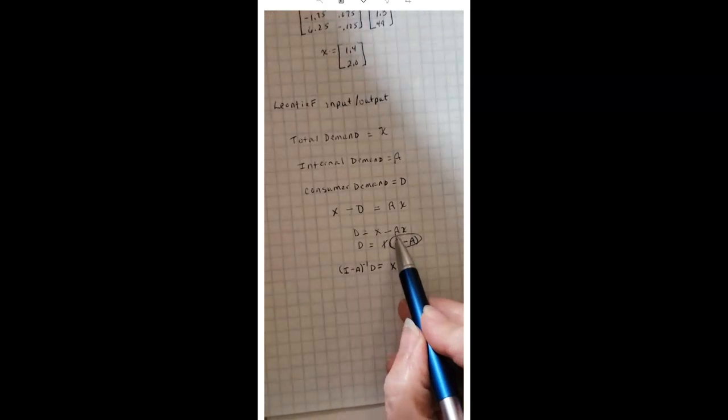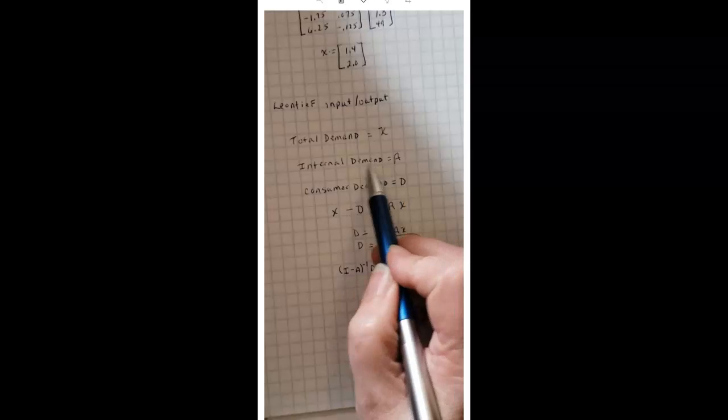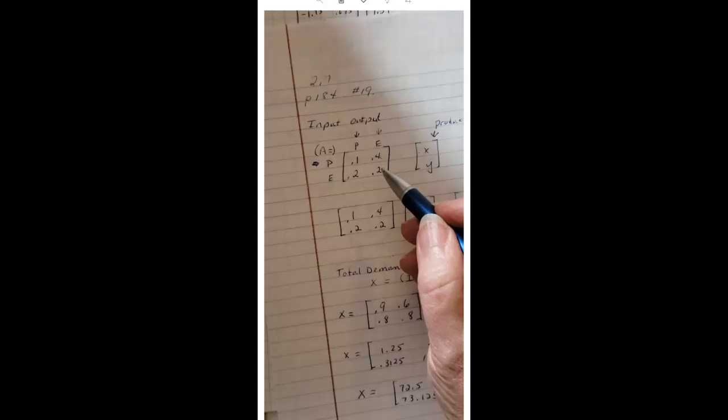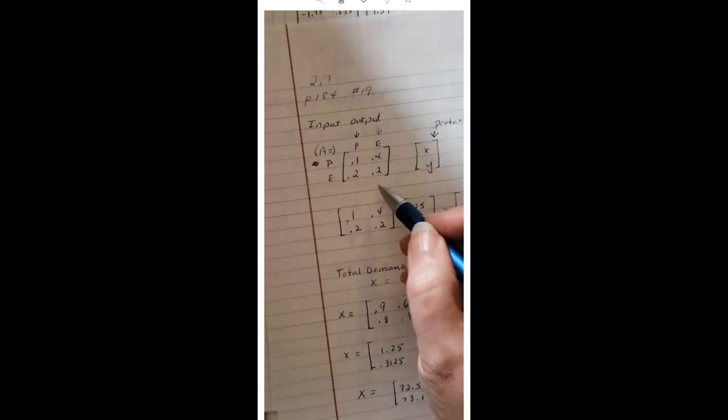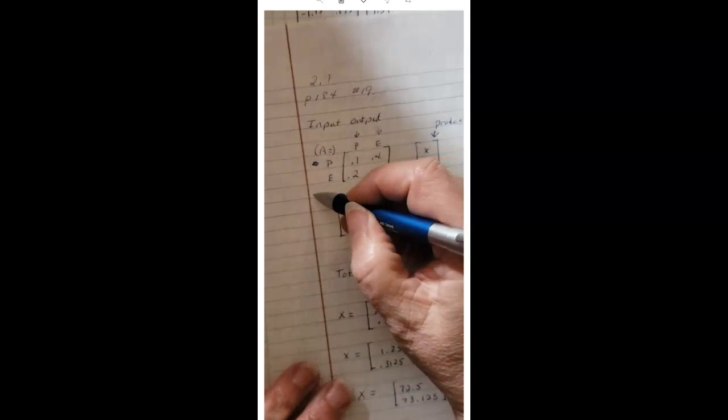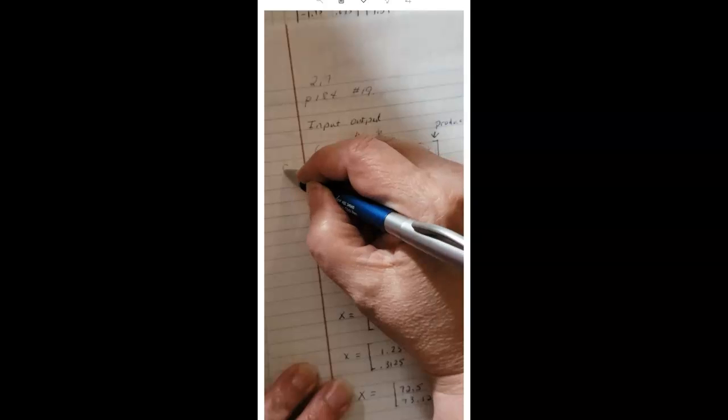So here's what we call A, or our internal demand, is this matrix right here. There's our internal demand. So question 19, part A, says to write out the input and output matrix of this particular problem. So here it is. This is the answer for part A of the problem.